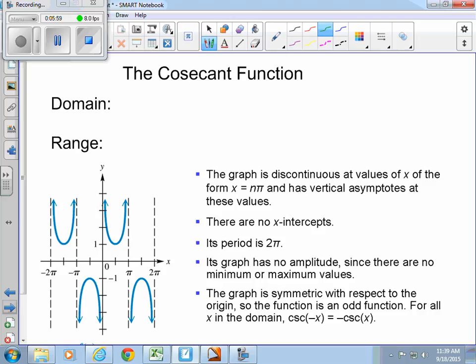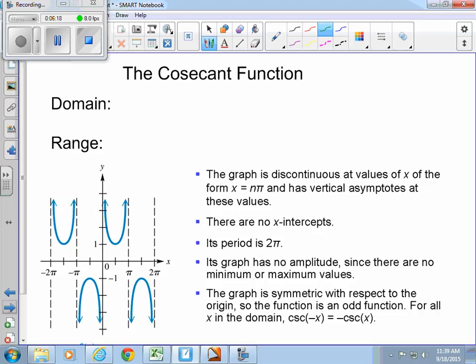The graph has a lot of what are called discontinuities, places where you have to pick up your pencil to draw it, at every interval of pi: 0, pi, 2 pi, 3 pi. They said it as pi times n. So they're just saying every pi, this has a vertical asymptote.